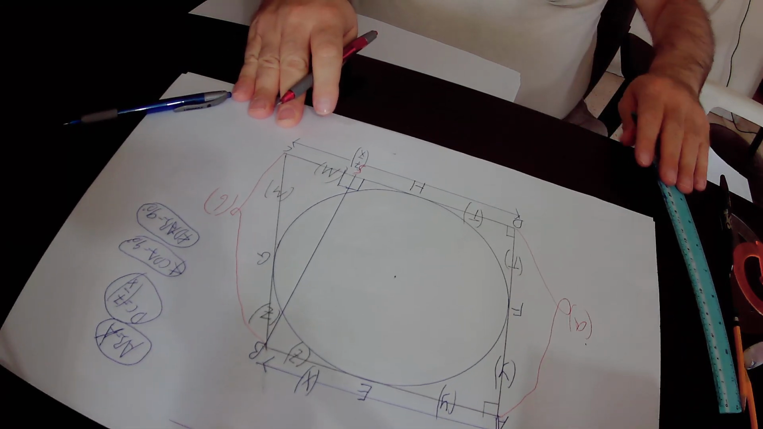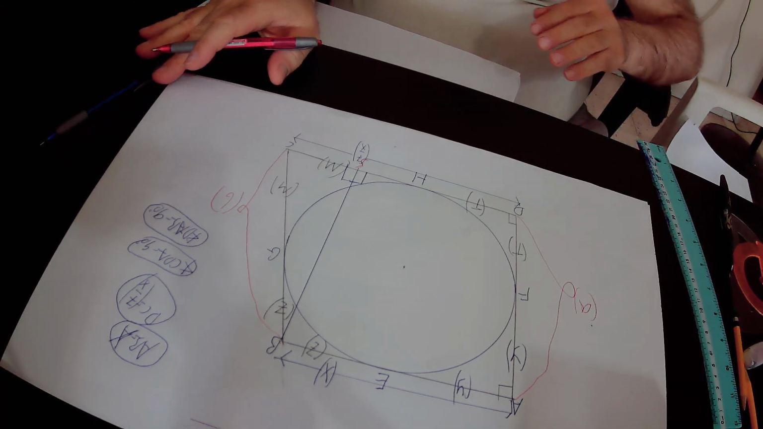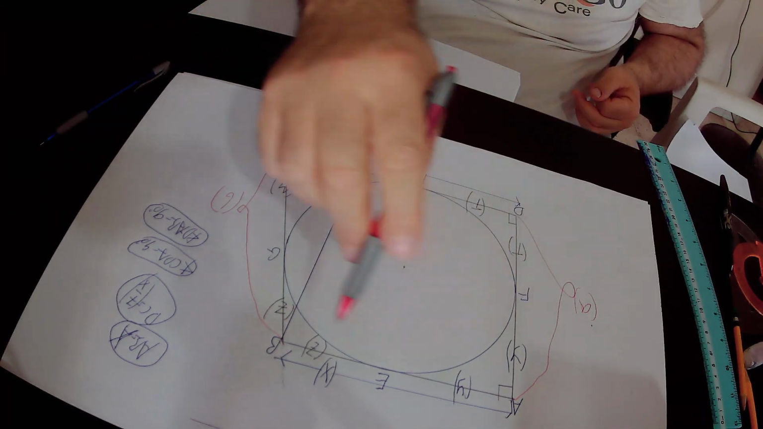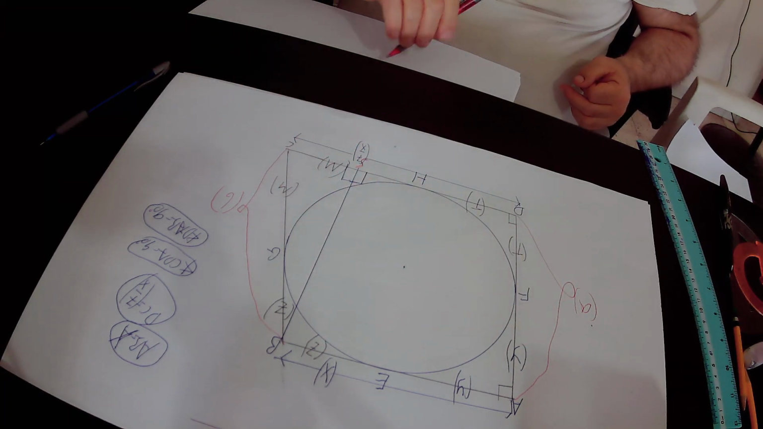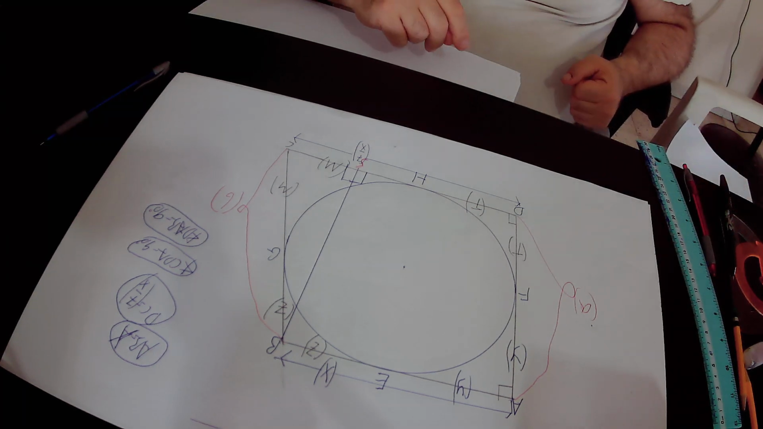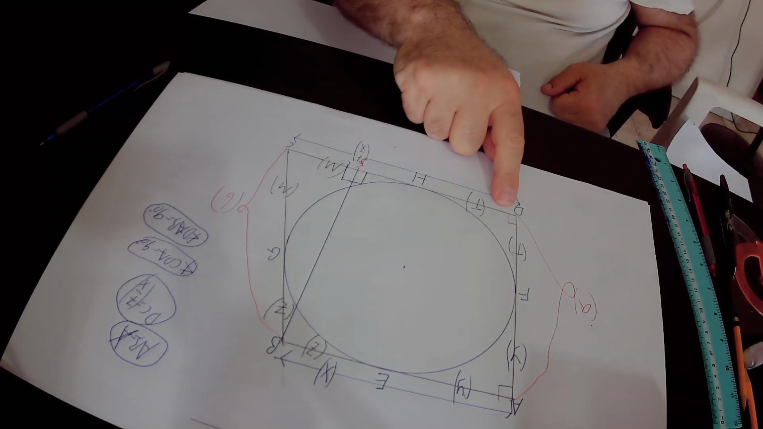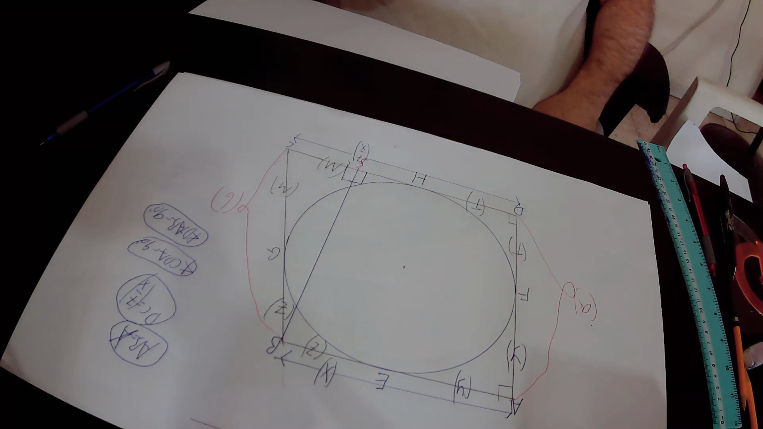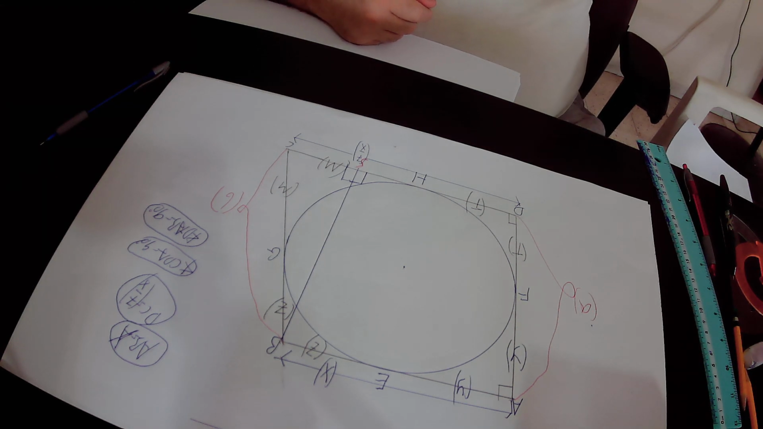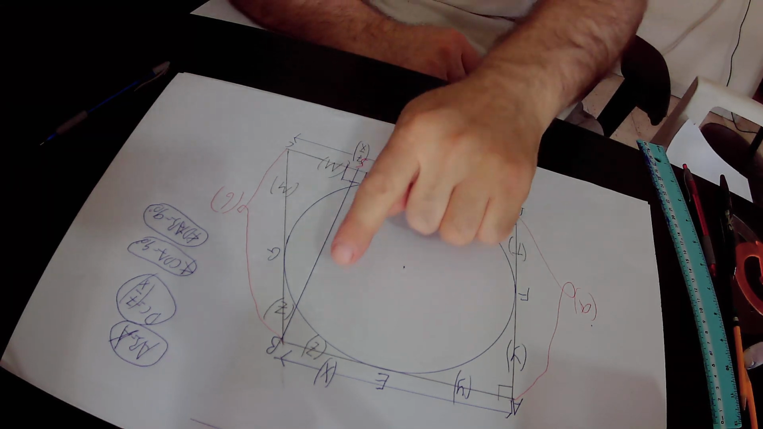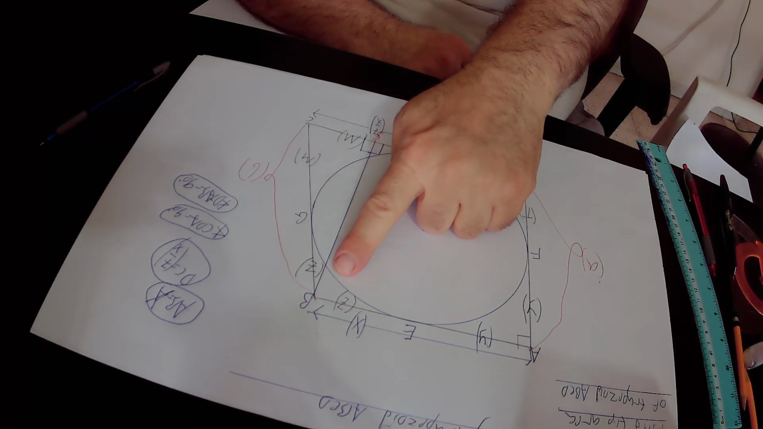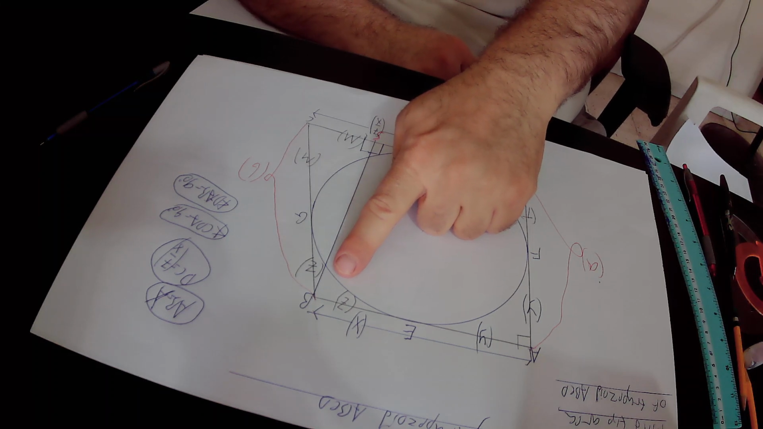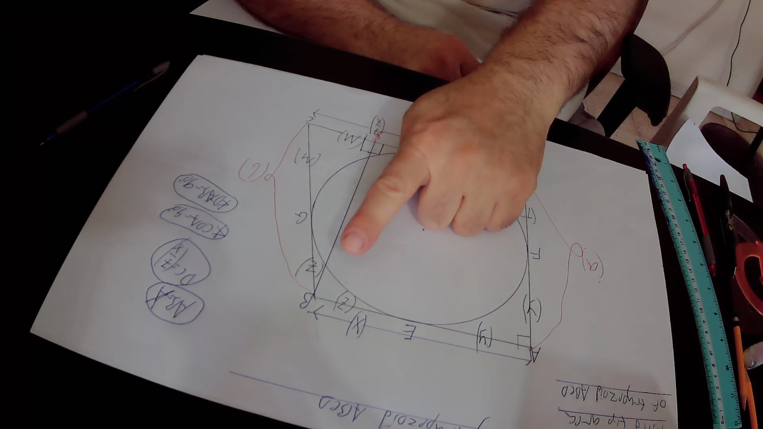So actually, by doing this construction, we created a quadrilateral ABSD. Inside quadrilateral ABSD, we have 1, 2, 3 right angles. The sum of 3 right angles is 270 degrees. So 270 degrees plus the size of this fourth missing angle, in total, they must equal 360 degrees, according to the rule that the sum of the angles in any quadrilateral is equal to 360 degrees.